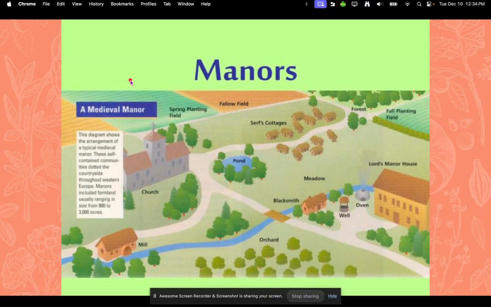So here is kind of like an overview picture of what a manor might look like. So we have like the Lord's Manor House over here, nice, big, and pretty. You see that we have some shops and like the mill. There's usually like a church. Then you have all like the little cottages where all the peasants live.